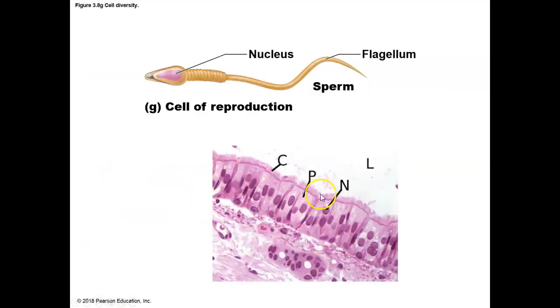And then down here you can see cilia. So this is a ciliated cell. You can see this here is pseudostratified columnar epithelium. And you can see cilia, you can see the nucleus, you can see the cell itself right here. So each of these is a cell.